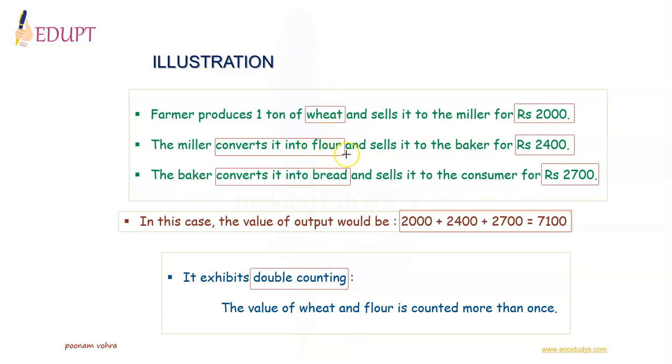Similarly, the value of flour is considered 2 times. One as a final product by the miller, and secondly as an intermediate product by the baker. So there is double counting of wheat as well as flour. Both are counted more than once.